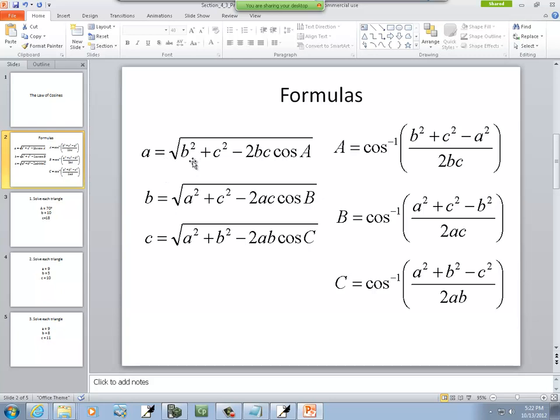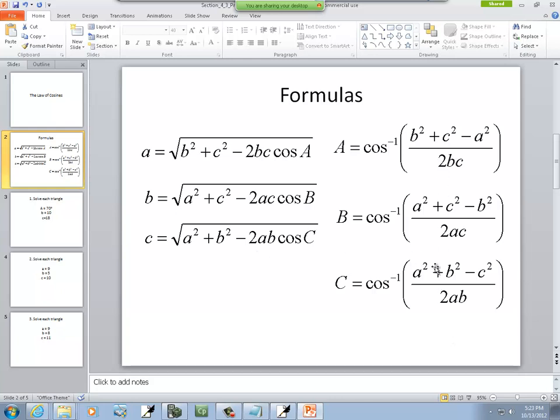So side A is equal to the square root of b squared plus c squared minus 2bc times cosine A. Side B is equal to the square root of a squared plus c squared minus 2ac times cosine B. Side C is the square root of a squared plus b squared minus 2ab times cosine of angle C.